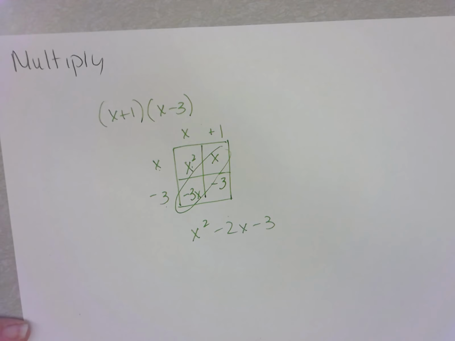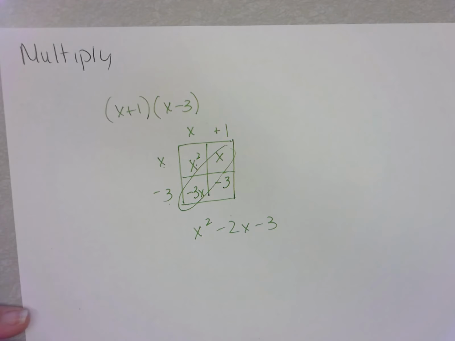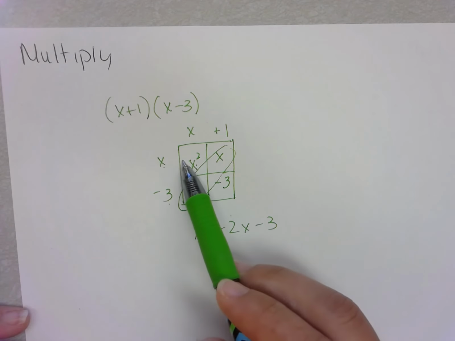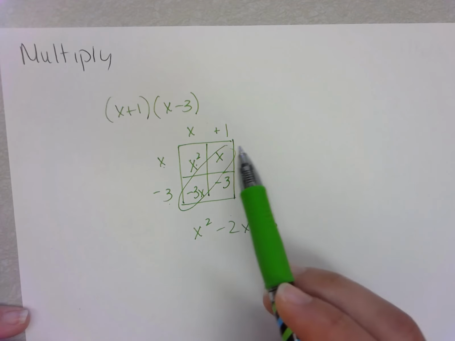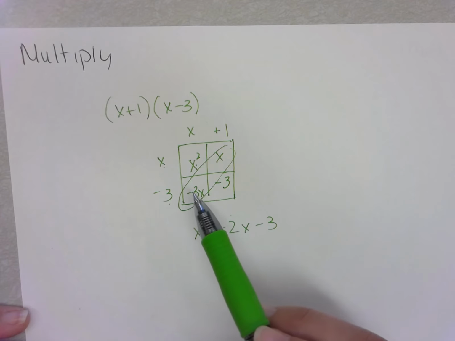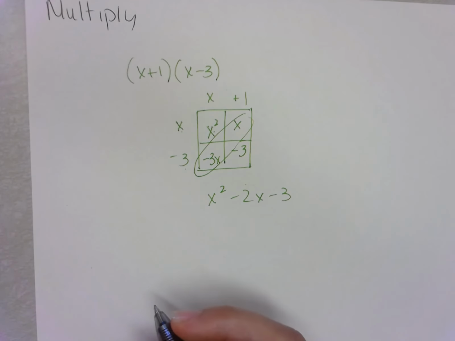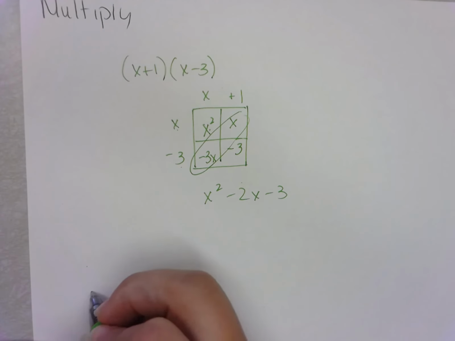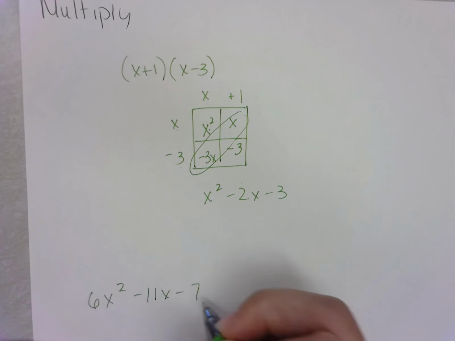So I want to point some things out here about this box because we're going to use the backward, basically, version of this. The x squared always goes in this top left corner. The constant term goes in the bottom right corner, and then the two x terms are on the diagonal. So what we want to do then, this is kind of an extension of the other method that I've been using. So let's say, for instance, I'm going to factor 6x squared minus 11x minus 7.